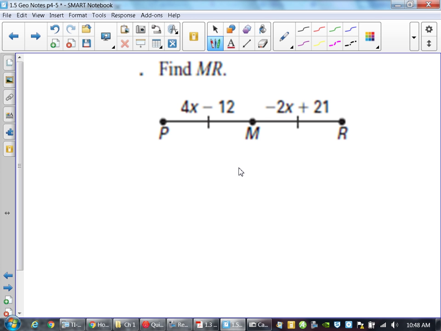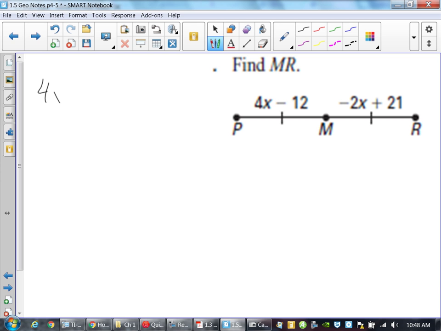M bisected it, didn't it? We know it's bisected because of what? Yeah, the tick marks, right? So what do you do algebraically then? Exactly. Whenever you have bisectors or a midpoint, whether it is a segment bisector or in a second we'll talk about an angle bisector, that means it's been cut into 2 equal parts. Algebraically, just set them equal to each other, and that's it. So you wind up with 4x minus 12. Yep, -2x.